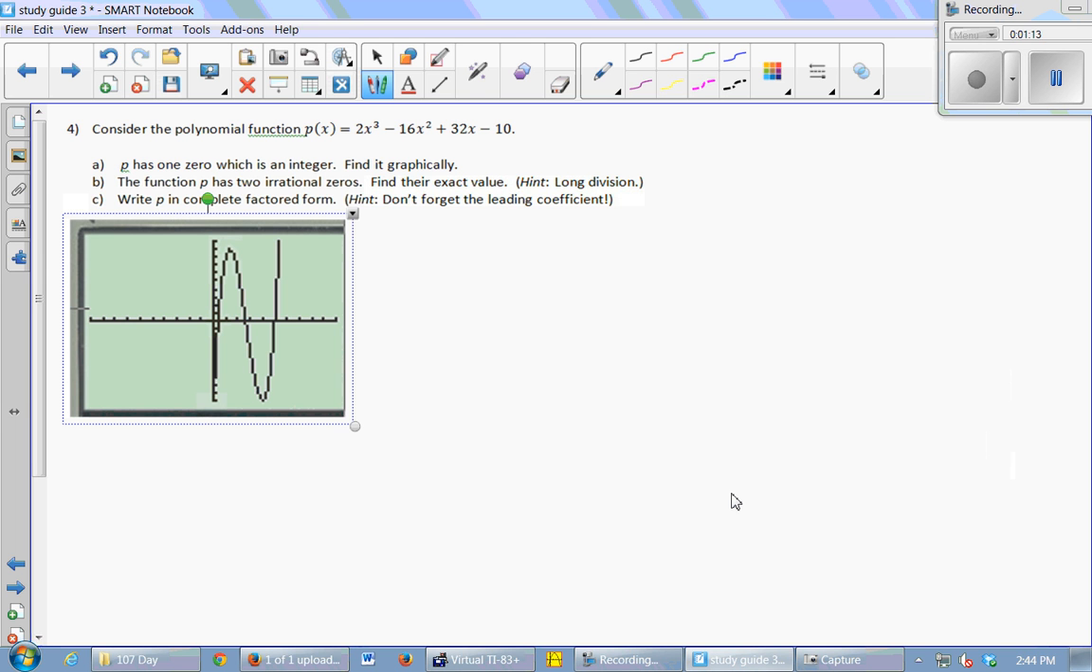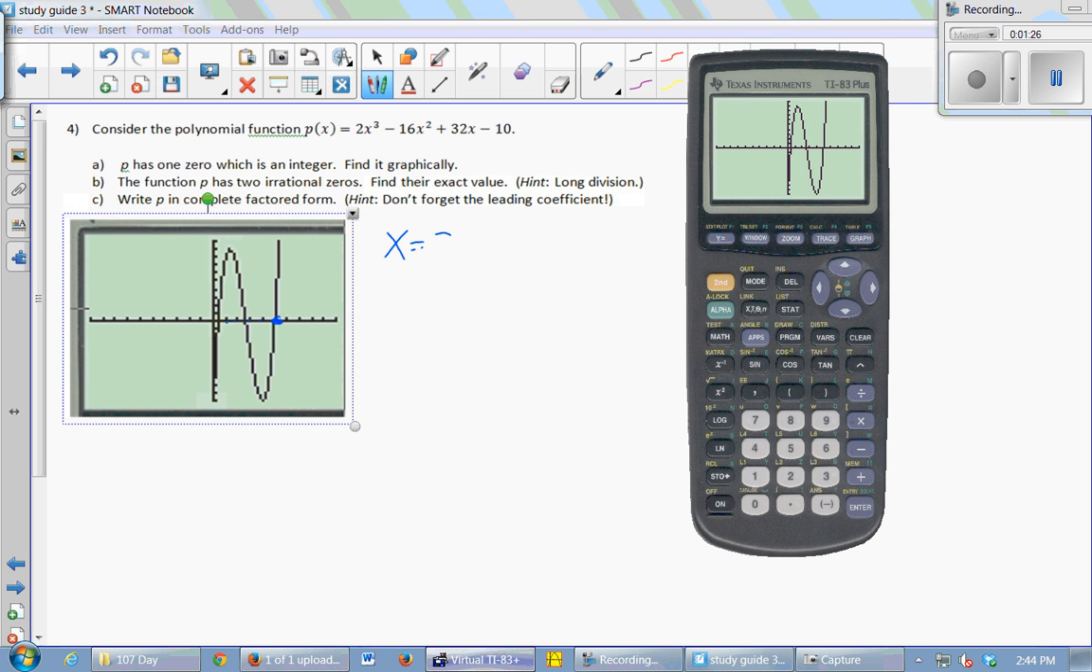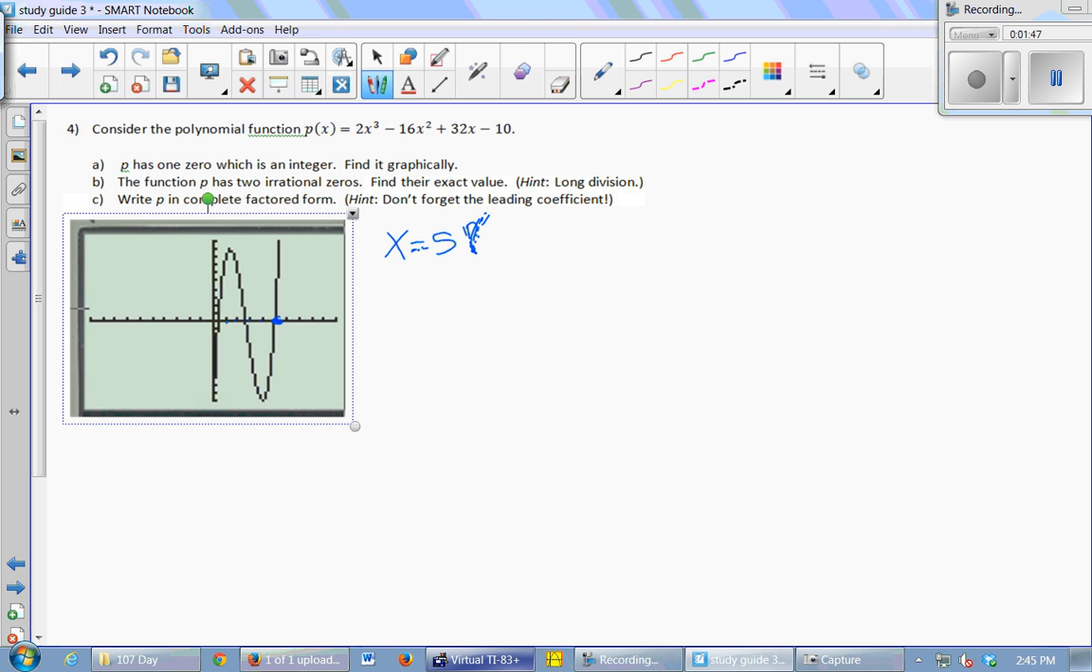Okay, so I've got this one right here. It looks like it goes through at 1, 2, 3, 4, 5. Looks like x equals 5. And I would like to check that, and I can check by going to my table. If I type in x equals 5, if I'm right, the y value should be 0. It is. Okay, good. So x equals 5 is, in fact, my integer zero. So this would be part A, x equals 5.